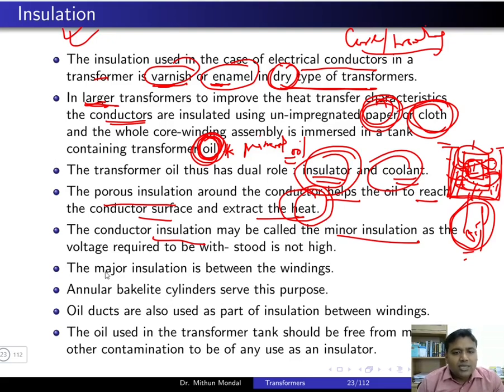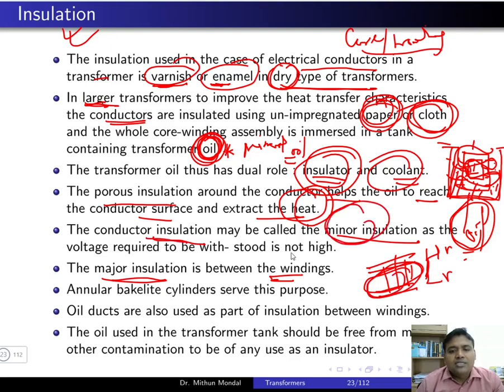So major insulation is basically in between the windings. So if you have a high voltage winding and a low voltage winding, between these, since the level of the voltage is changed, this is a major insulation. However, conductor insulation, the minor insulation, is to withstand not too high a voltage.